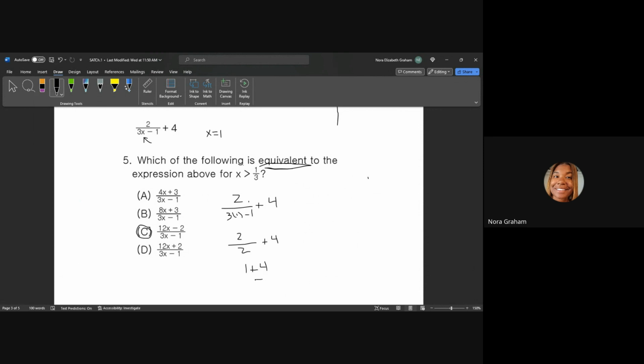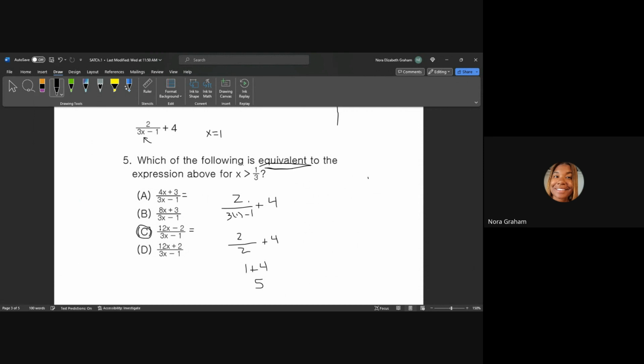This is going to give me the answer of 5. So now I know that this expression, when my x is equal to 1, has to equal 5. So what I would do is go back and plug in 1 to each of my options, and whichever option gives me the answer 5 will be the correct answer. And in this case, we said it's C.